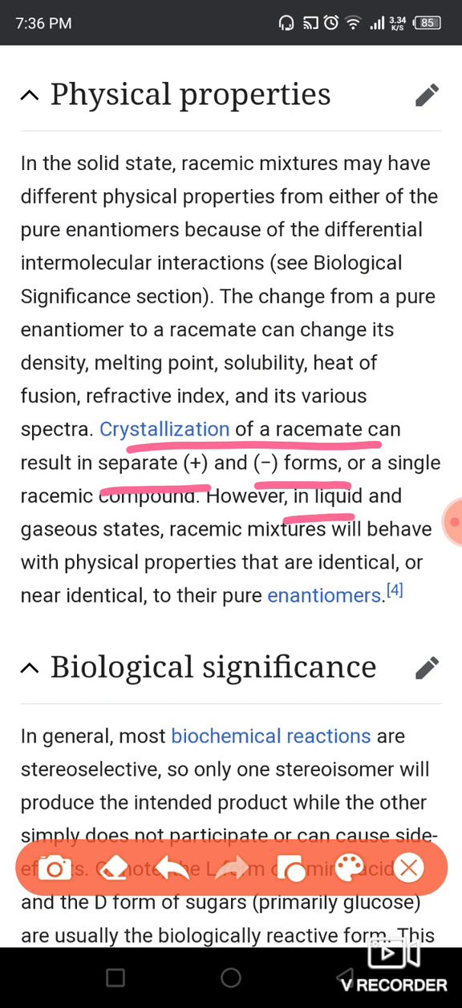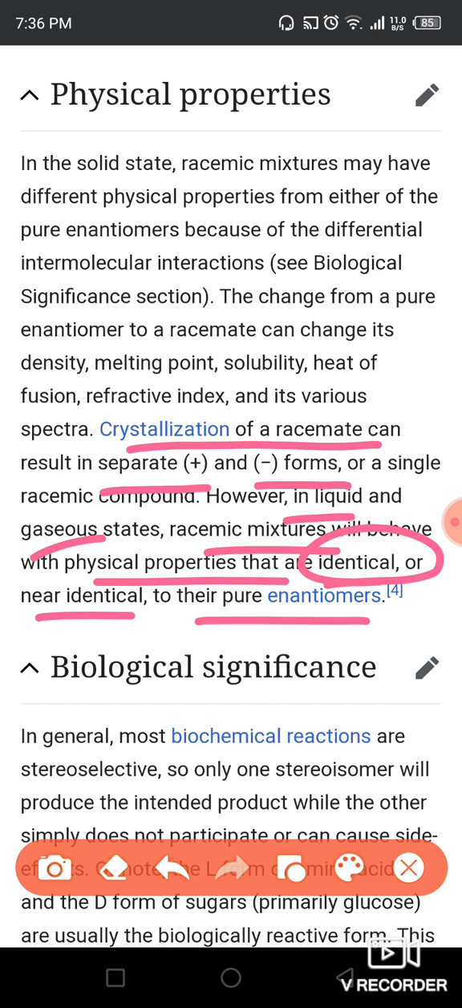However, in liquid or gaseous form, a racemic mixture will behave with physical properties identical or near identical to the pure form. So they are trying to say that if we have a solid racemate, then it is very difficult that they have the same physical properties; they have different physical properties. But if they are in liquid or gaseous form, then there is a possibility that they can have the same physical and chemical properties. Okay, so now we are going to discuss the biological significance of this.